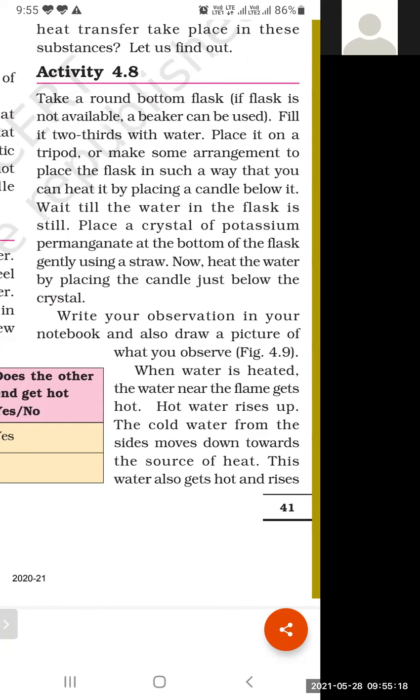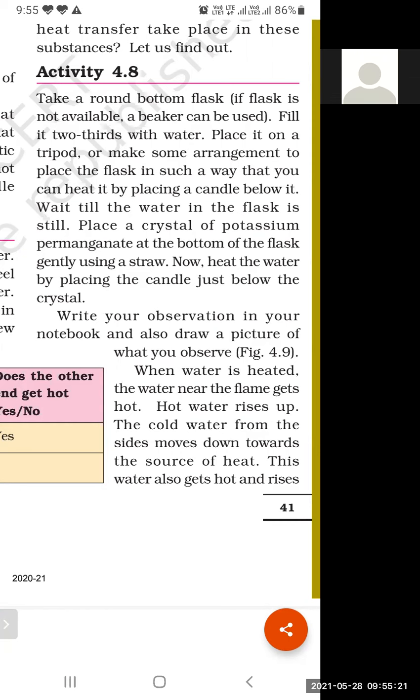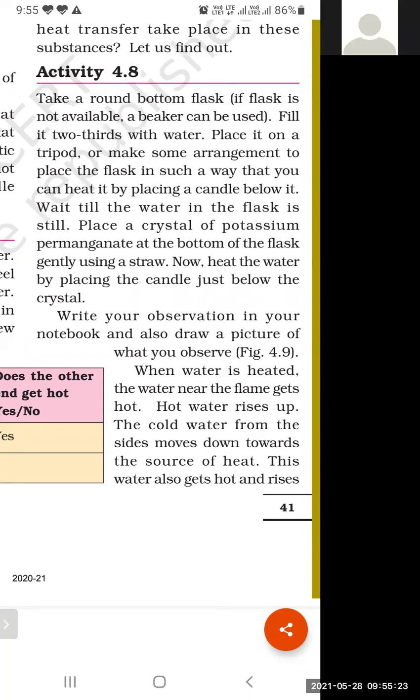Fill it two-third with water. Place it on a tripod, as you see the tripod having three legs in your laboratory, or make some arrangement to place the flask in such a way that you can heat it by placing a candle below it without touching, or you can place it on a burner. Wait till the water in the flask is still. Still means no disturbance should be there.